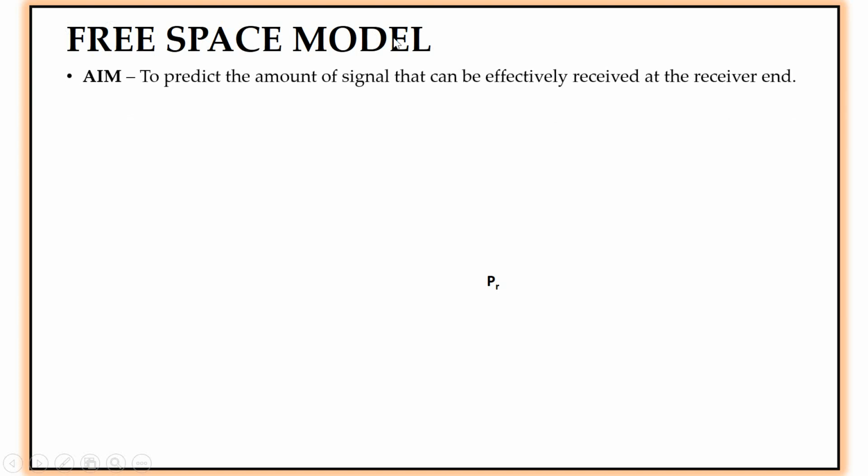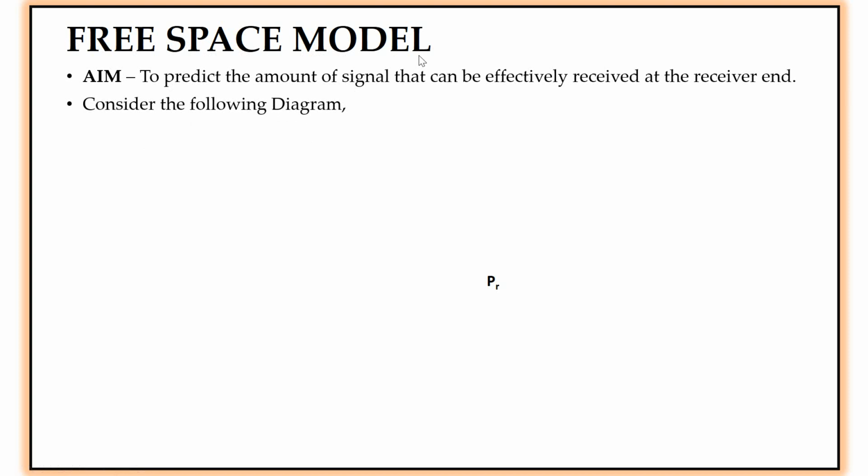Now going for the model, I'm going to take the free space model. What I'm going to do here is transmit a signal from one end to the other end and determine what is the power received in the signal. By what phenomenon? Free space model, right? So I'm framing the question as my aim is to predict the amount of signal that can be effectively received at the receiver with the help of this free space model.